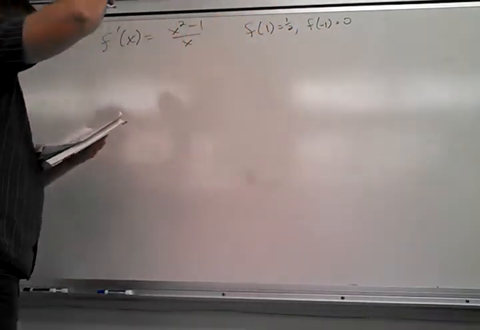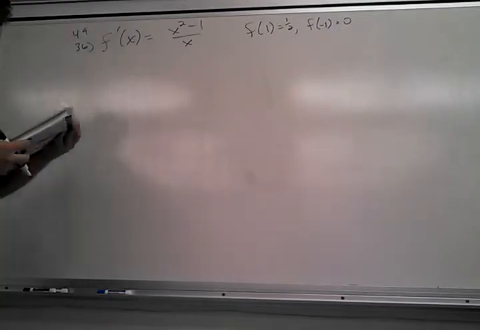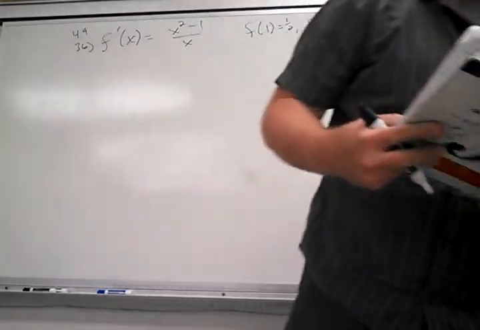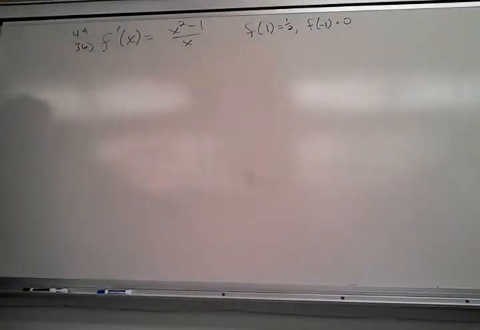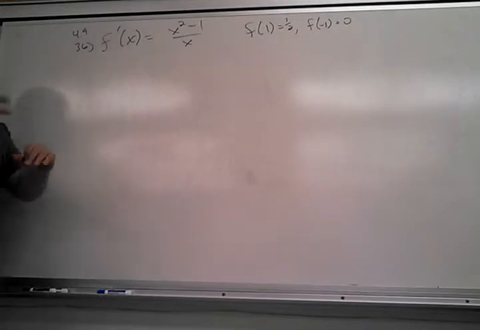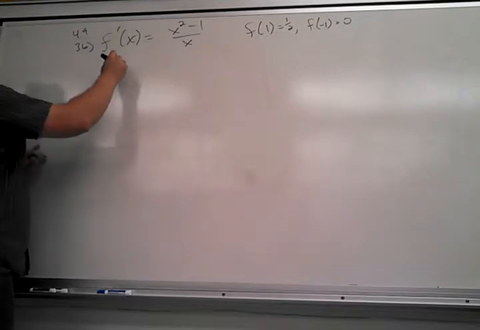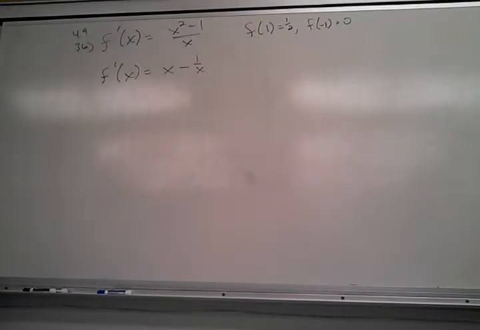This is problem number 36 in the book, if you want to look at it. There is no quotient rule for antiderivatives. But thankfully, what can I do with that? Put an extra negative 1 on top. Even better, factor the top, and then just divide each piece by x. Split it up.